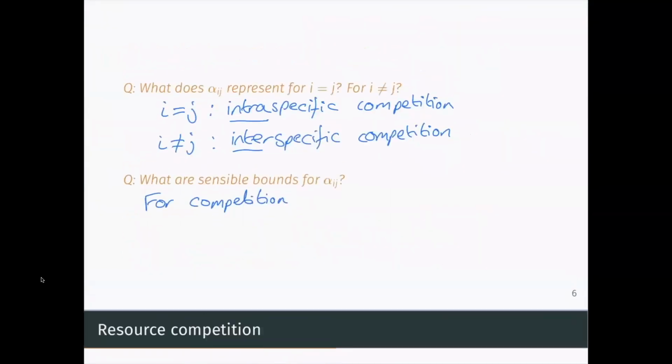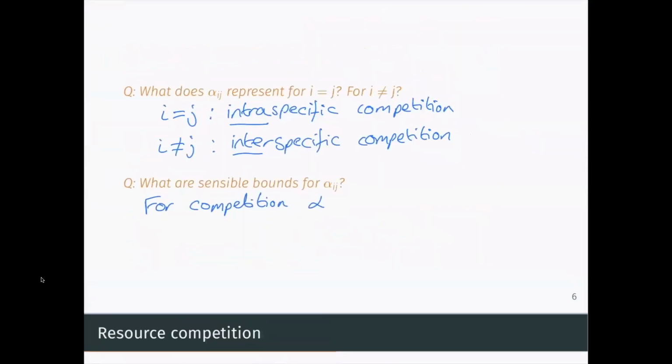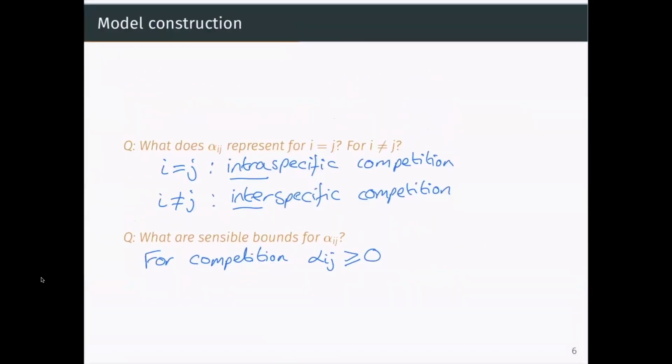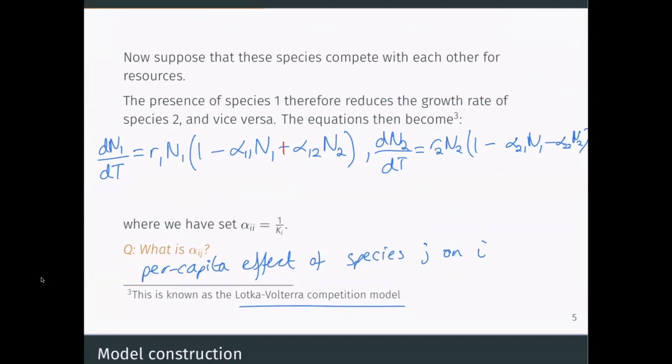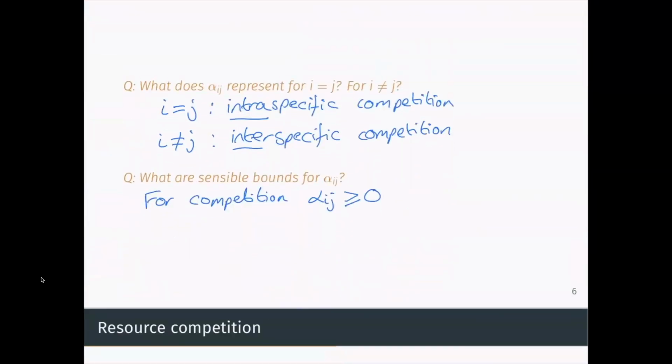So in that case, for competition, we want these alpha ij's to have a negative impact. So we want these alpha ij's to at least be non-negative. If we were talking about mutualism, say, then we would want the interspecific terms to be positive, because each species would be having a positive effect on the other species' growth rate. And if we were talking about, say, exploitation, then the interspecific term for one species would be positive and would be negative for the other. But in this case, we're going to have all negative terms.